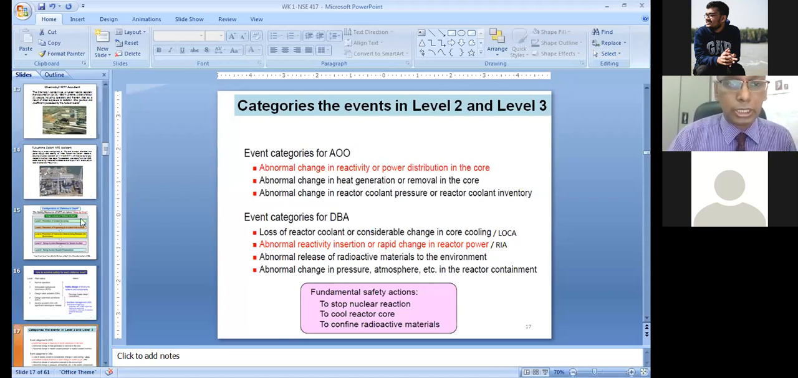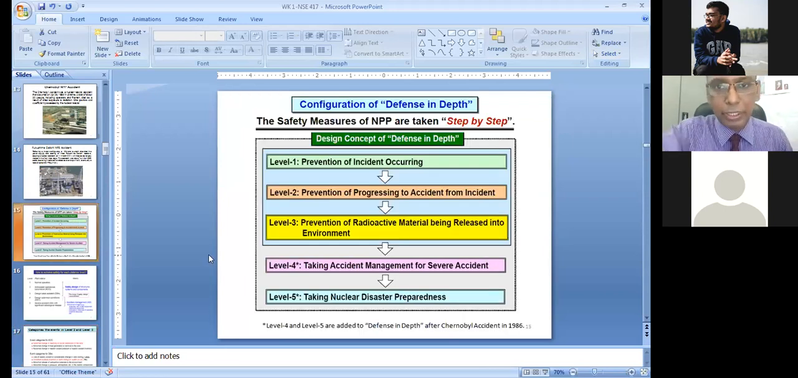In the last class, I explained defense in depth, which is composed of 5 levels. You must remember these 5 levels. The first level is the prevention of an incident occurring. That means before any incident occurs, what prevention needs to be taken? You must know.